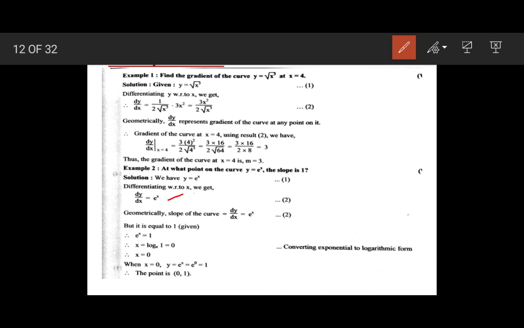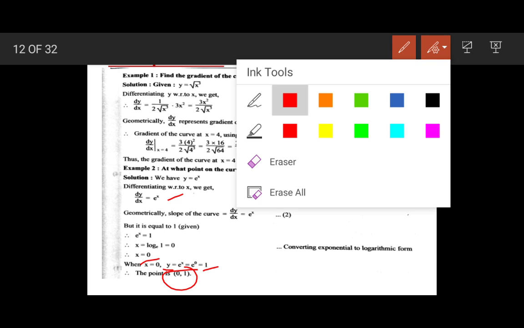First we have to differentiate with respect to x. Then we have to put slope as 1, means dy upon dx as 1. And by comparing we get x equal to 0. Then we will substitute this x value in y and we get y as 1. So the point is 0 and 1.